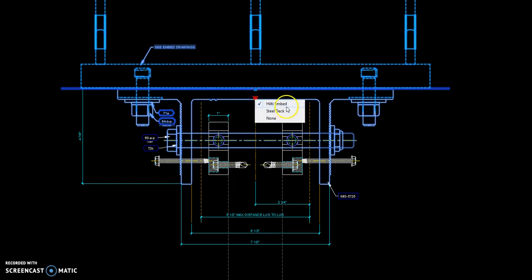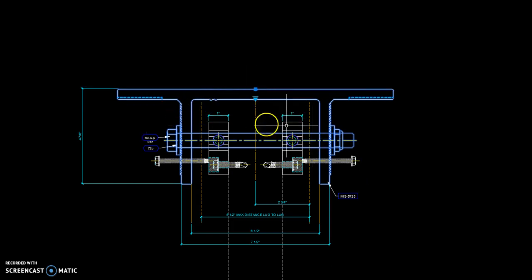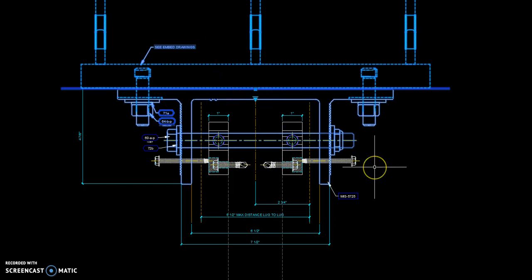So you have the Hilti embed, you have steel deck, which will change the anchors to studs, and then you have none. The option for none is if you have a weird condition that doesn't apply to the slab or something and you need something unique. So this gives you the functionality to still use this dynamic block. This is specific to the MIS 5725. So those are the three options you have.